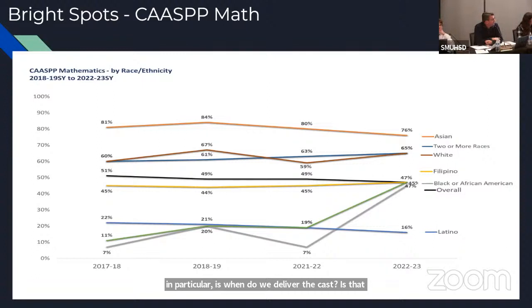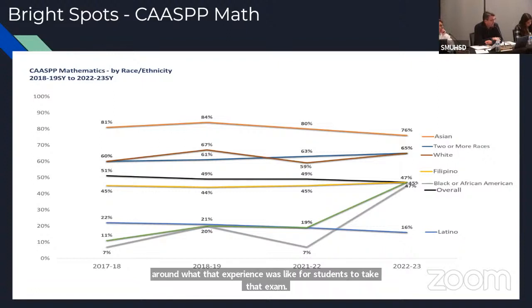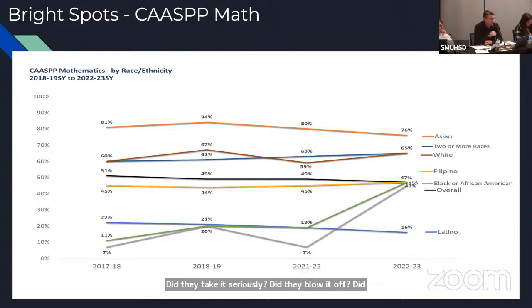11th grade. Okay. So our two student board reps here, neither have taken the CASP yet as high school students. But I think it would be a fantastic opportunity for our student board council, come April, May, to develop a report for us around what that experience was like for students to take that exam. Did they take it seriously? Did they blow it off? Did they try? Was it hard? Regardless of what the data is going to be, anecdotal information of what they've seen.